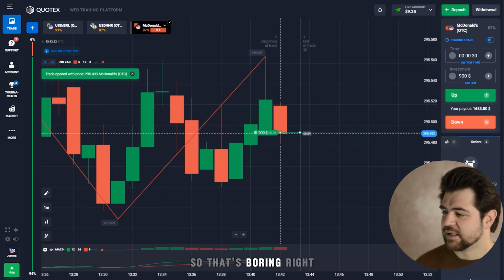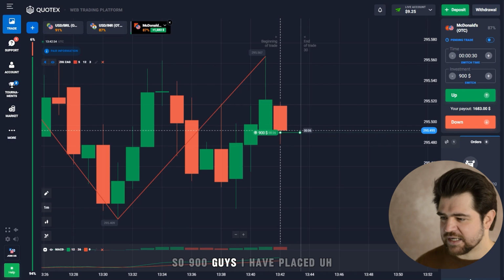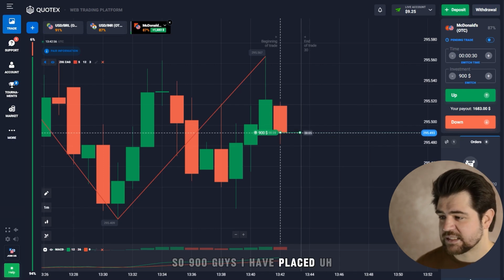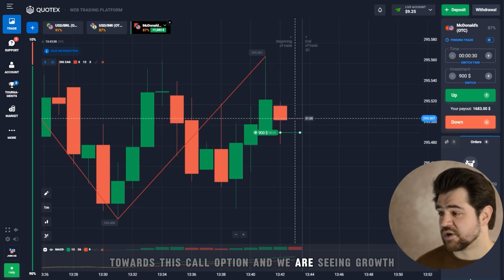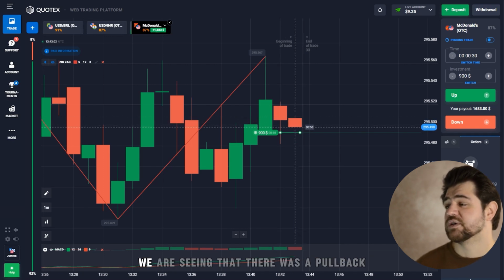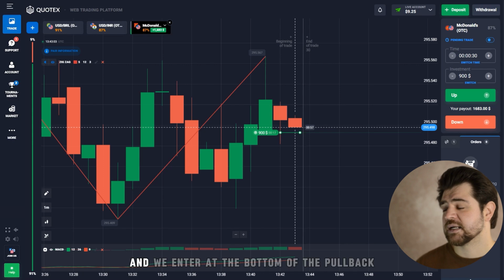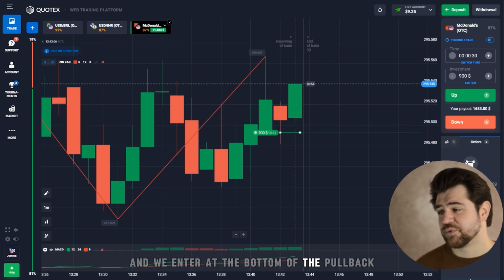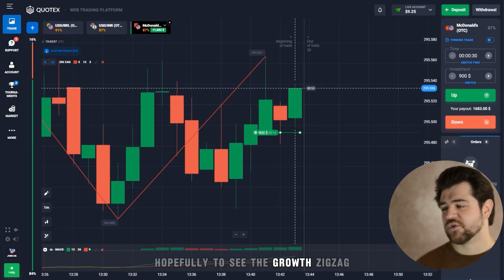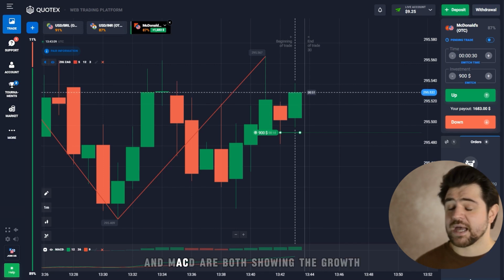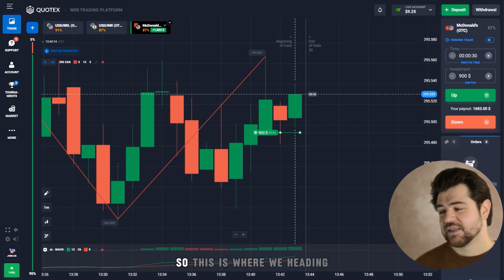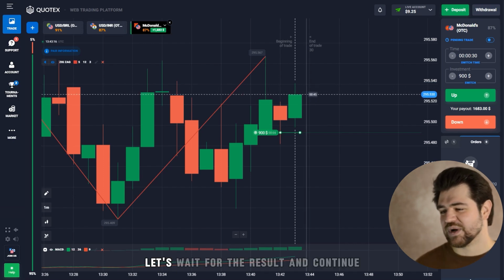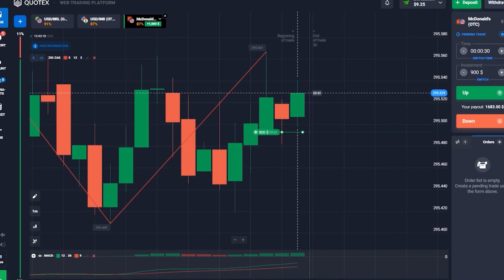It's less boring. Right, so 900 guys I have placed towards this call option, and we are seeing growth. We are seeing that there was a pullback, and we entered at the bottom of the pullback, hopefully to see the growth. Zigzag and MACD are both showing the growth, so this is where we're heading. Let's wait for the result and continue.